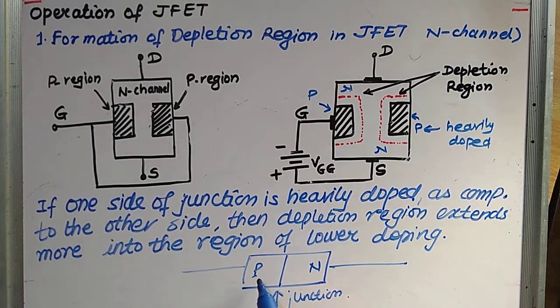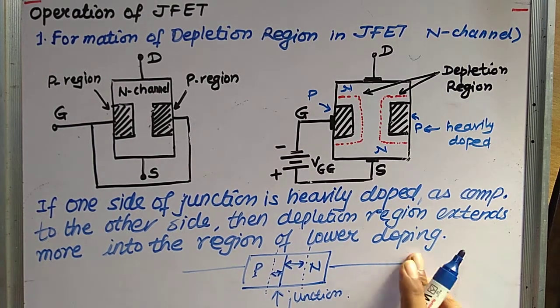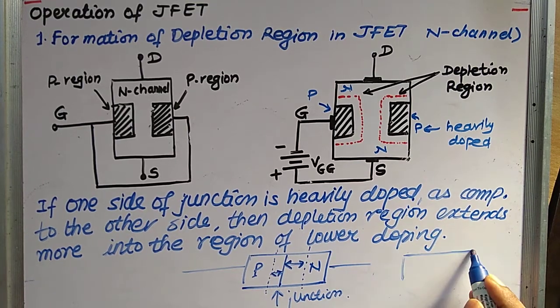Now, if P type is heavily doped, then the depletion region will be less here as compared to N type. Here the depletion region is less and here the depletion region is more. When P type is heavily doped, the width of the depletion region is less. N type is lightly doped as compared to this P type, so the width of the depletion region is more. This applies in this case also.